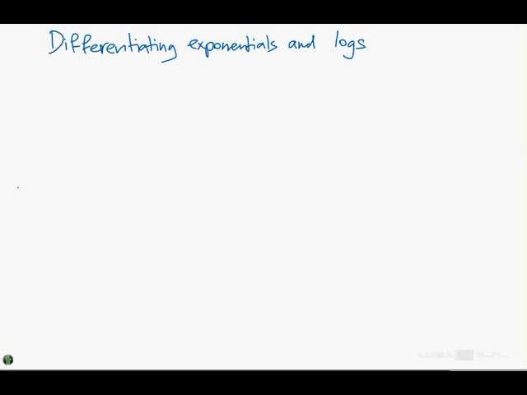Hi, my name is Abe and I'm going to show you how to differentiate exponential functions and log functions in this session. So remembering that differentiating is simply just finding the gradient function, a function that shows what the gradient is at any point of these functions.